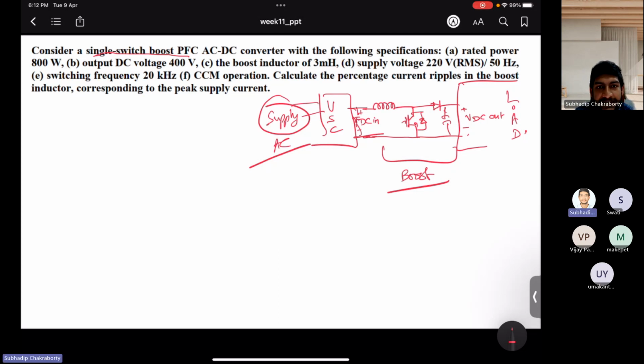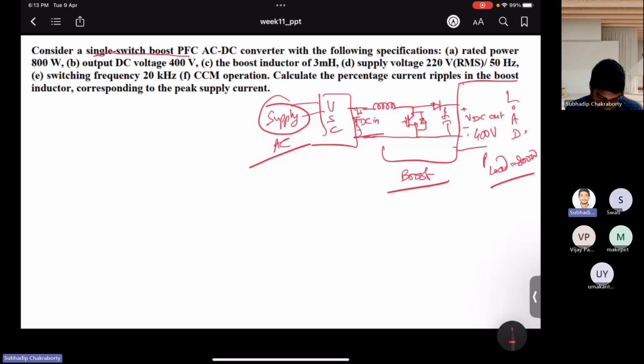So, boost PFC AC-DC converter. Obviously it is AC-DC because the supply is AC and the load is DC. So you need two power stages, or a bridgeless scenario also exists. But for this case you have an AC-DC converter with the following specifications. Again assume a lossless scenario. P load is 800 watts given in the question, and your output DC voltage V out DC is 400 volts. So the boost converter output is 400 volts.